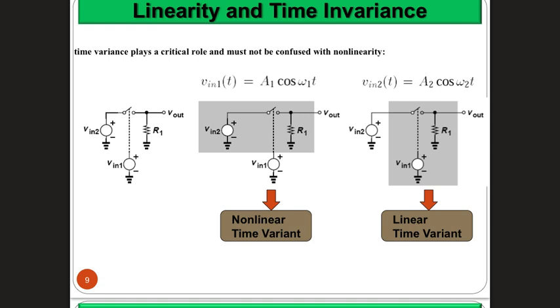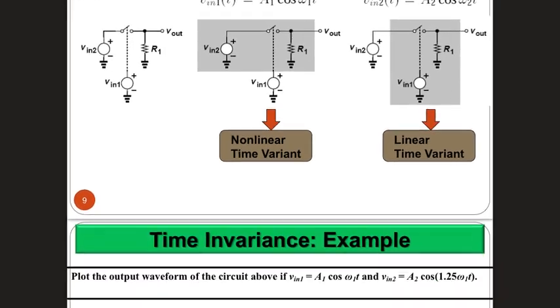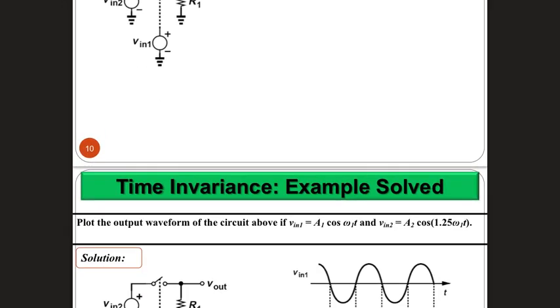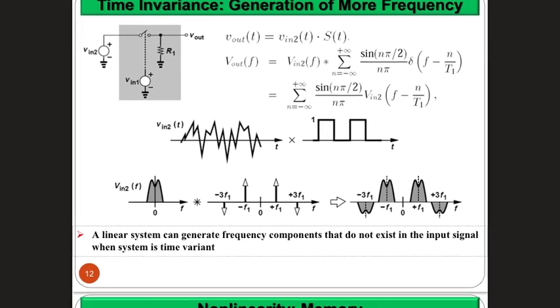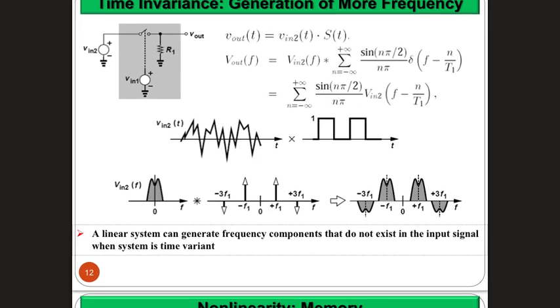Now, the next thing was to show you that, so I'll skip those two slides, because they were just trying to calculate the output for certain inputs. The idea of this slide is to show you that even for a linear system, if it is time varying, you can actually produce other frequencies at the output that are different from the input frequency. Why does this matter to us?